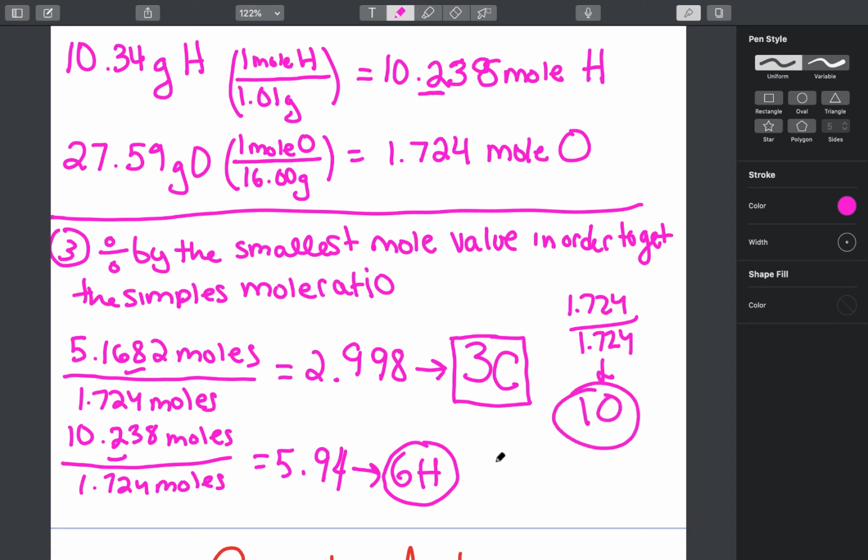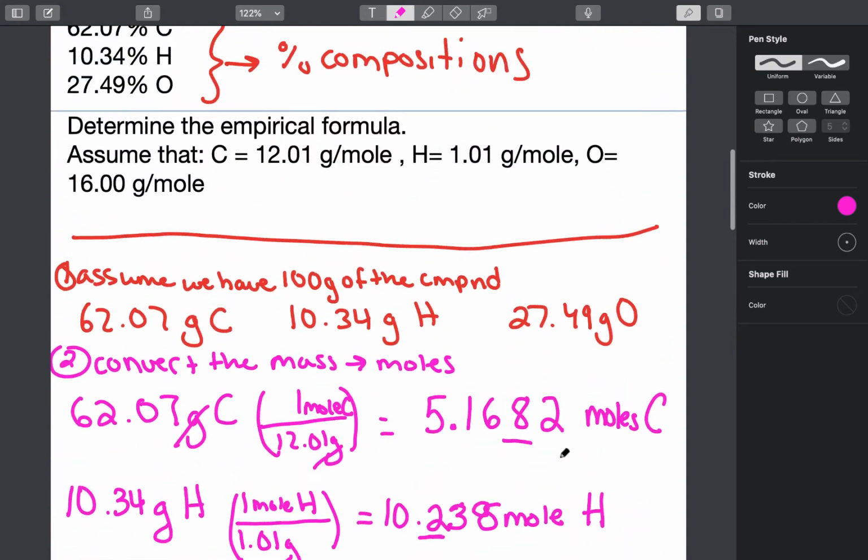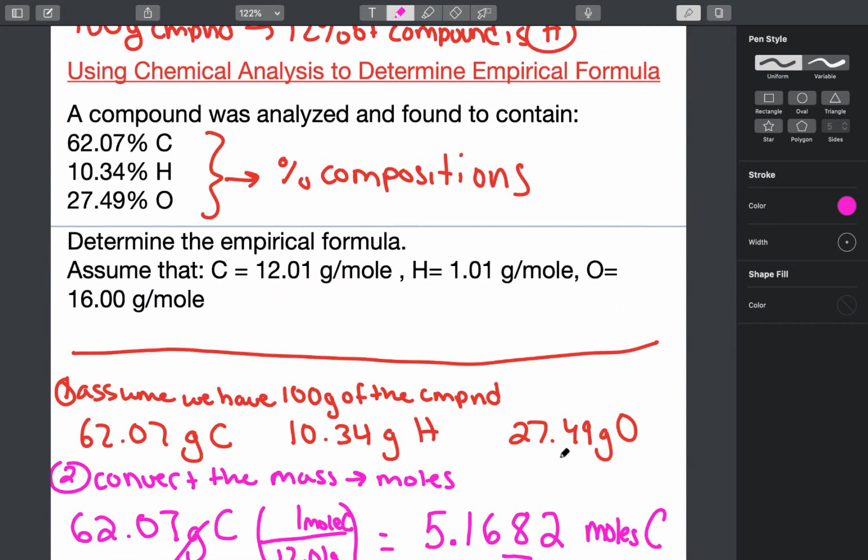Therefore, your empirical formula is C3H6O. And that is your answer. So that's the process that you can use for this type of problem here. Okay?